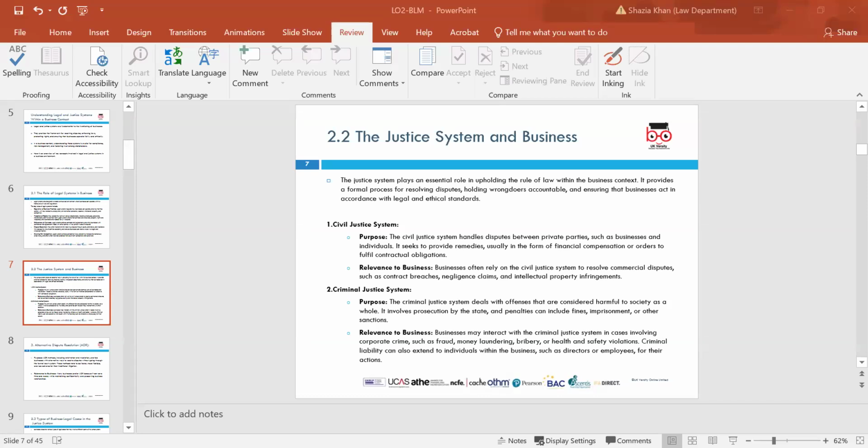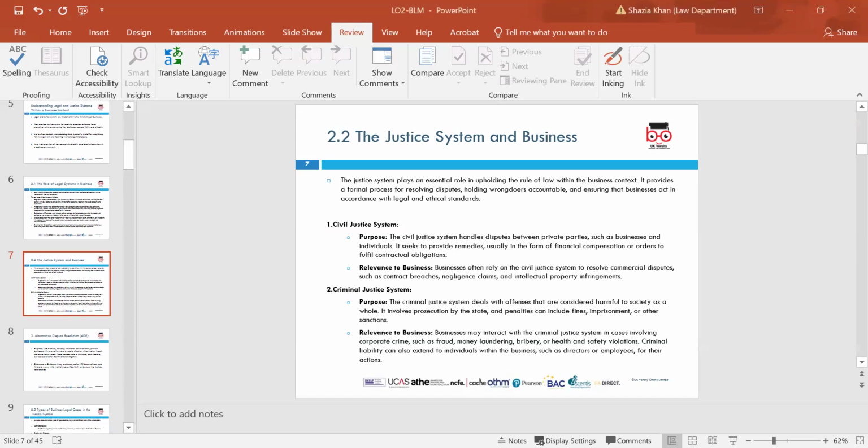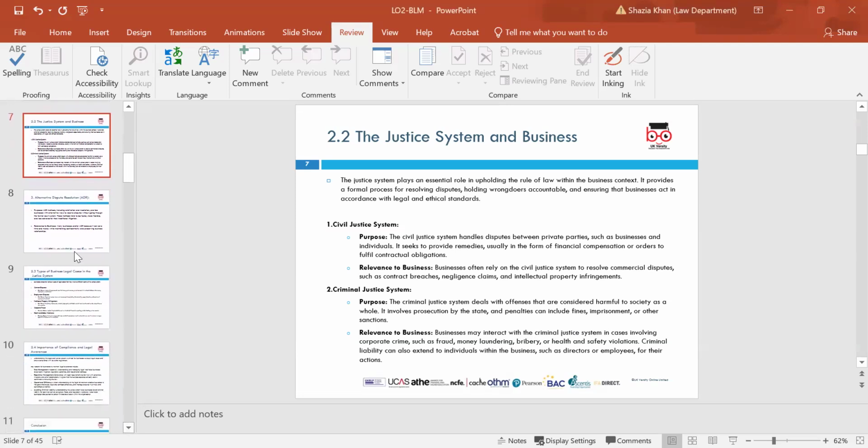They need to make sure that they are not committing a criminal offence. It could be money laundering, it could be fraud for businesses, it could be health and safety violations. For these you would get a custodial sentence, a fine, or a community order if any of these are breached.